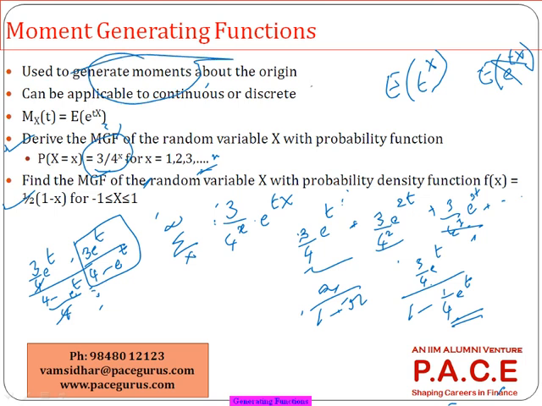What are the moments about the origin? When I say moments about the origin, they are nothing but expected value of x, expected value of x squared, expected value of x cube. These are all called the moments about the origin. Expected value of x is nothing but the mean. X squared will help us in finding out the variance, because variance is nothing but expected value of x squared minus expected value of x whole squared. So finding out expected value of x squared can help us in deriving the variance. Similarly, expected value of x cube can help us in deriving the skewness.